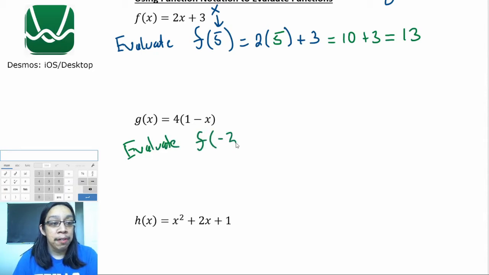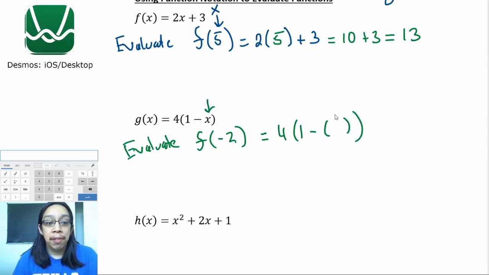f of negative 2. Now, it's super important, again, that anytime you're going to plan on inputting something, you put parentheses, placeholders, in place of where that variable used to be. So in this case, I'm going to put parentheses around where the x used to be. The x is right here, so I'm going to put parentheses there. It's an empty spot right now. What's my input? My input is always on the inside. So my input here is negative 2.